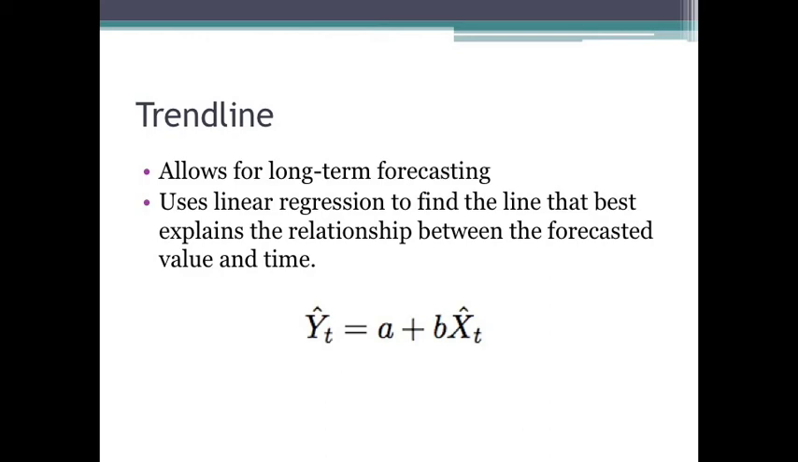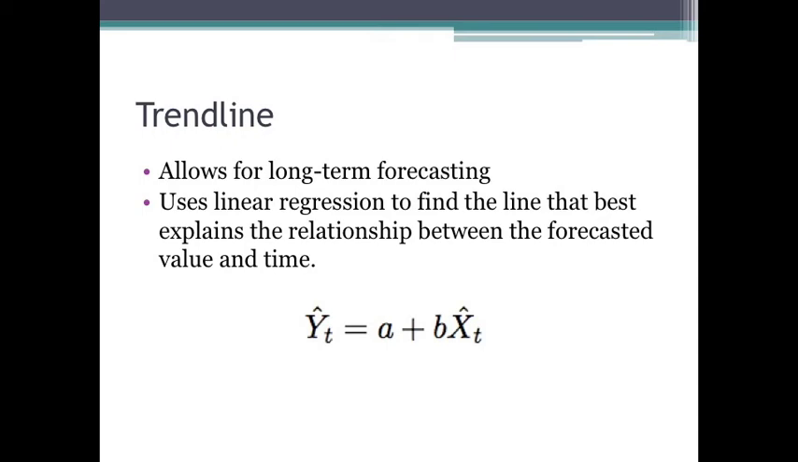I mentioned before about how if we have things like trends, like seasonality, well, how do we deal with them? Well, with trends, the best thing to use is what's known as a trend line. And a trend line is, for lack of any better way to put it, pretty much what it says. It is a line that reflects a trend in a set of data.